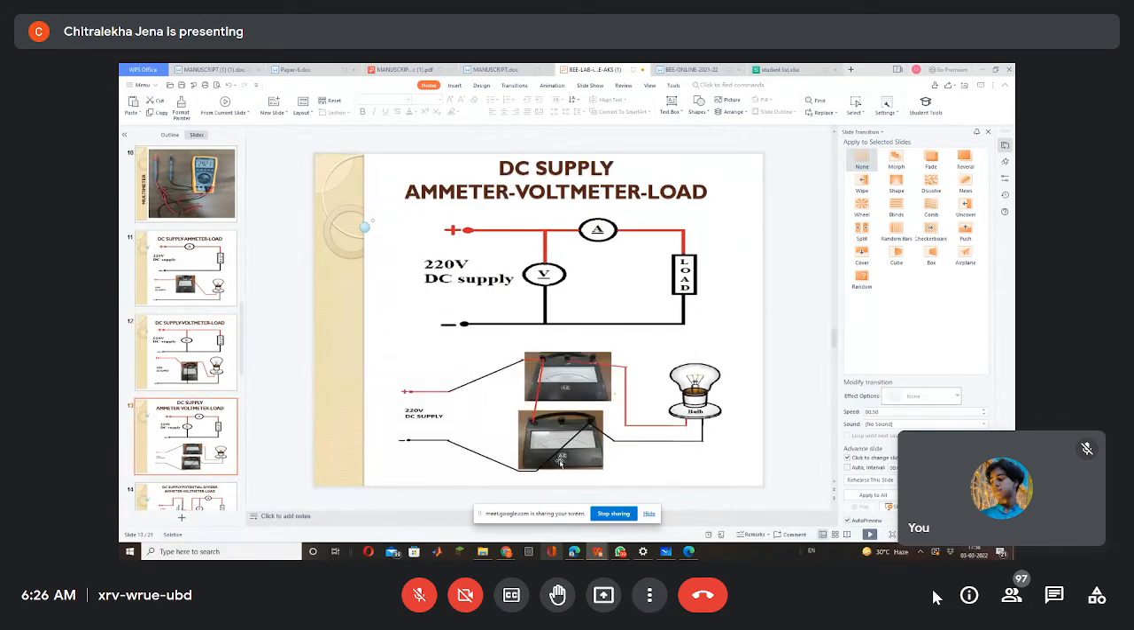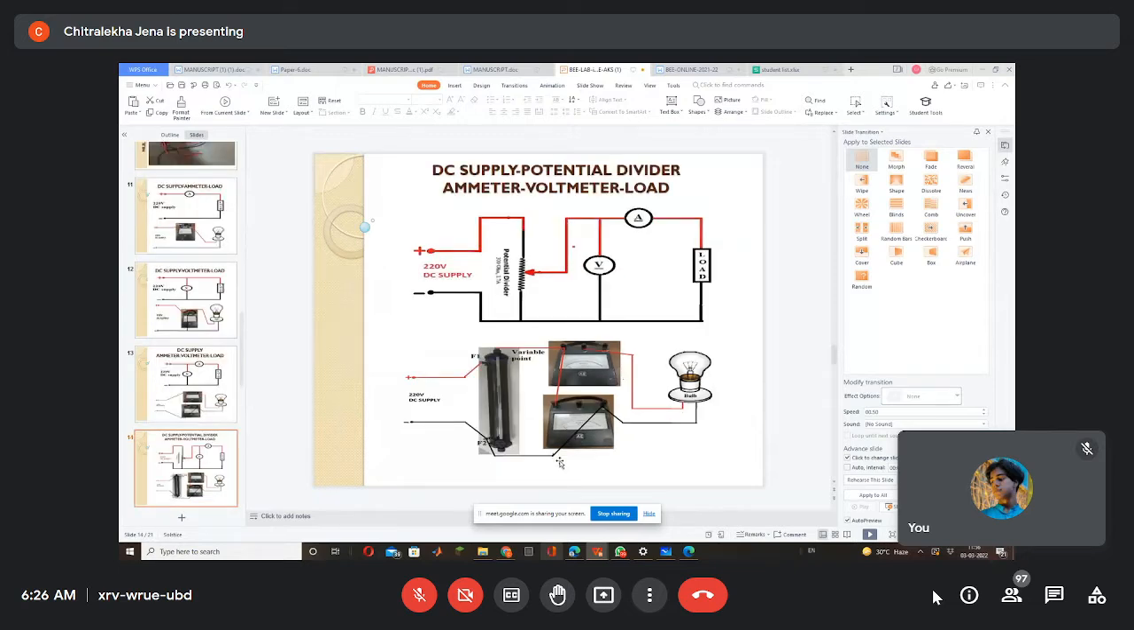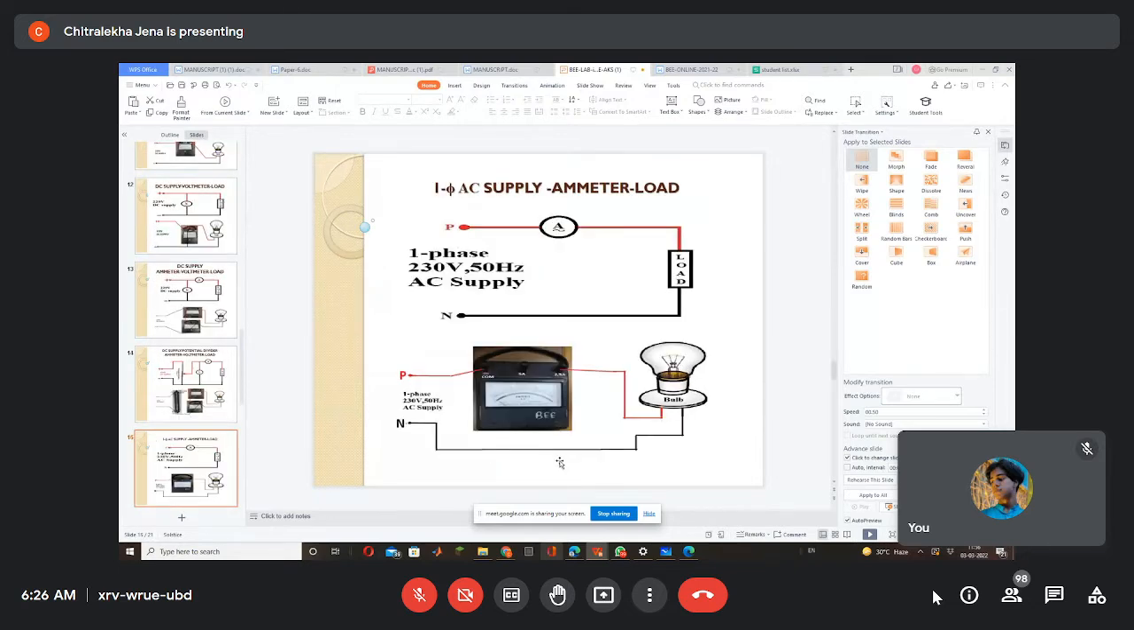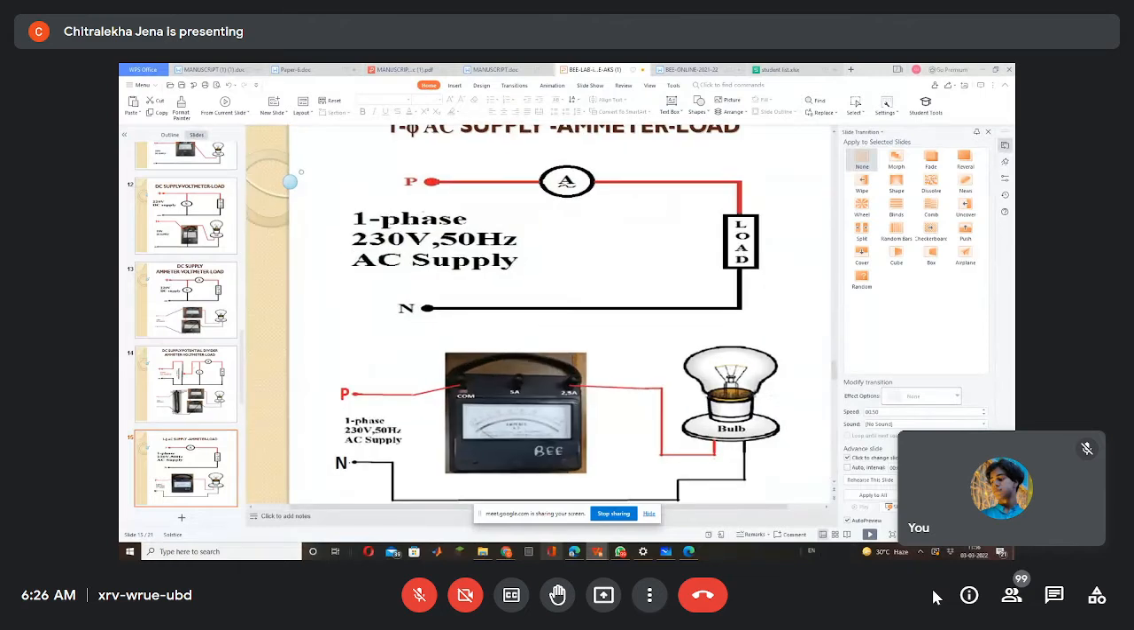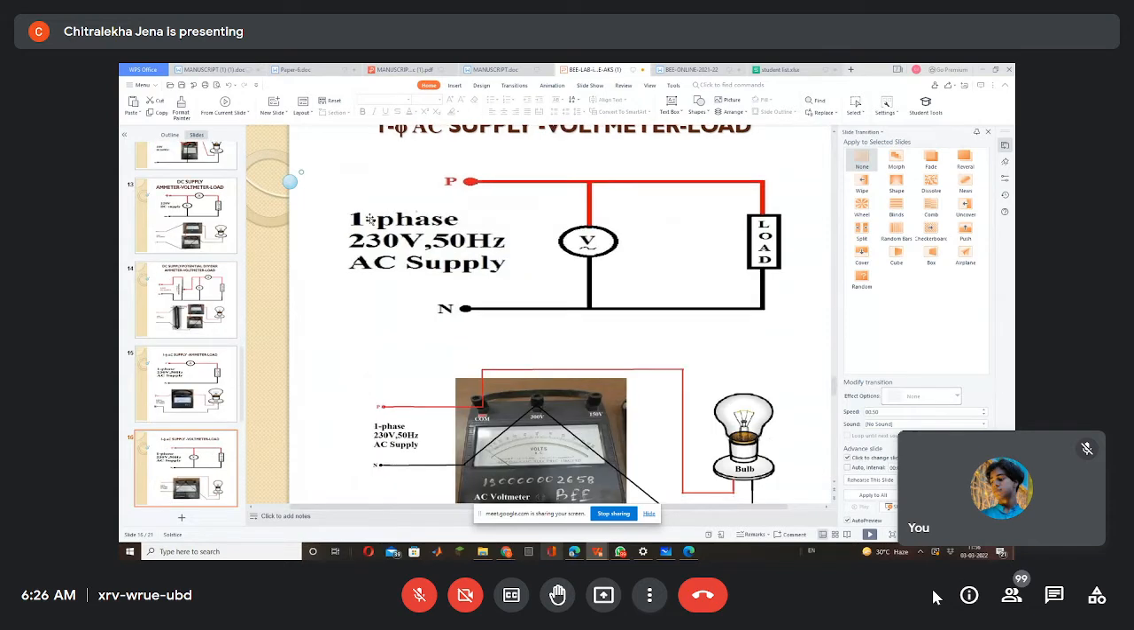So this is an ammeter and voltmeter. Look here. This is a DC supply. All are DC. But for AC, you see a sinusoidal wave is shown below the letter A. Is it visible or not? Got it? Yes, ma'am. That means this is an AC ammeter. All of you understood or not? This is an AC ammeter. And this is an AC voltmeter.